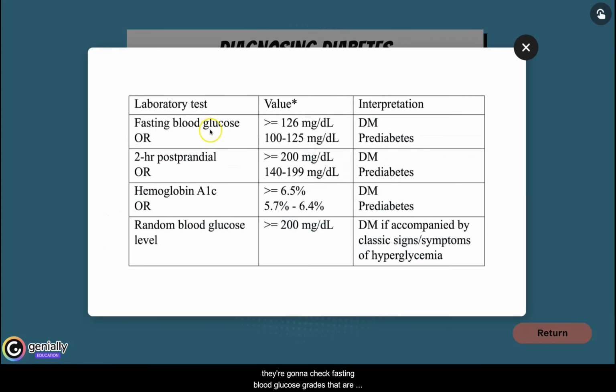Fasting blood glucose greater than or equal to 126 for diabetics. The oral glucose test or the 2-hour postprandial test, they're the same thing. If it's greater than 200, then they'll get diagnosed with diabetes mellitus. HbA1c greater than or equal to 6.5%. Random blood glucose greater than or equal to 200.